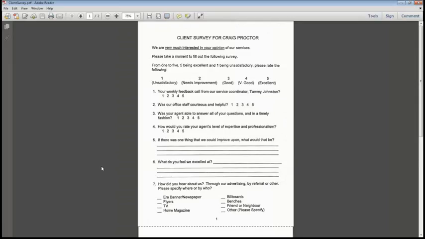Okay, so what I'm saying really is when you and I send these surveys out, we want to make sure that we actually do something with the information.